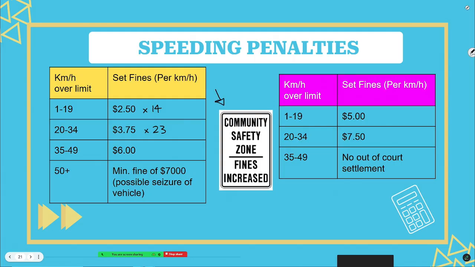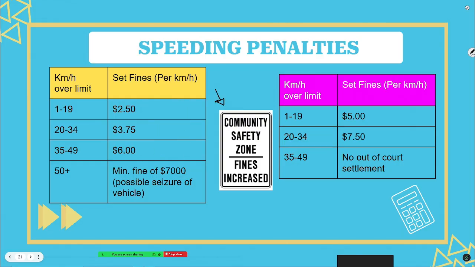Sometimes it will say community safety zone, fines increased. Community safety zones can also include other areas like a school zone. You want to make sure that you're paying attention to those signs. Often construction sites say fines will be doubled. You want to pay attention to that because in community safety zones, you'll notice the difference if you are speeding.